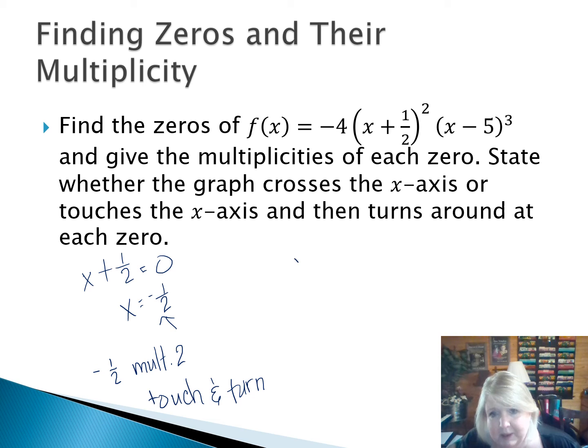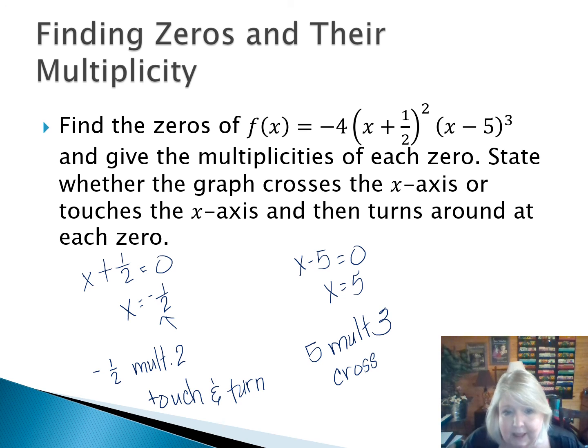However, with x minus 5, if that is my 0, I get x equals 5. So 5 is a 0 of multiplicity 3. Because that is an odd multiplicity, it's going to cross the x-axis. Okay? So even multiplicities touch and turn, odd multiplicities cross.